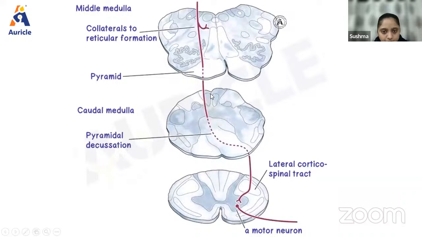They are coming in, and they've entered into the lower aspect of the medulla, crossed over to the opposite side, and they've entered into the spinal cord. Okay. So this is the pyramidal tract. Where is the level of decussation? Lower aspect of medulla. Upper aspect of medulla, they form the pyramids.